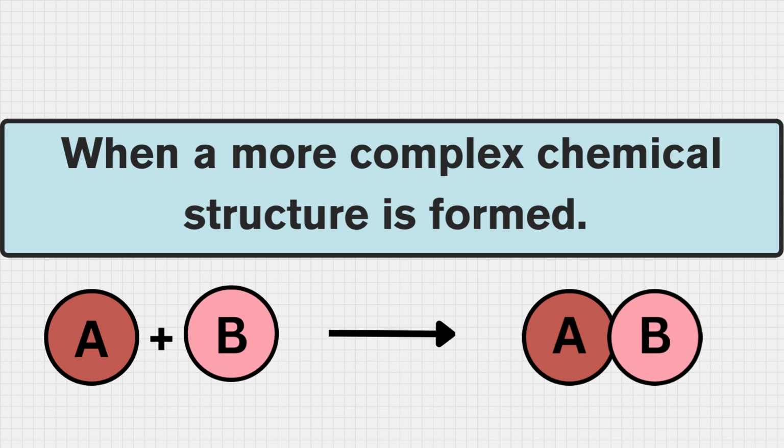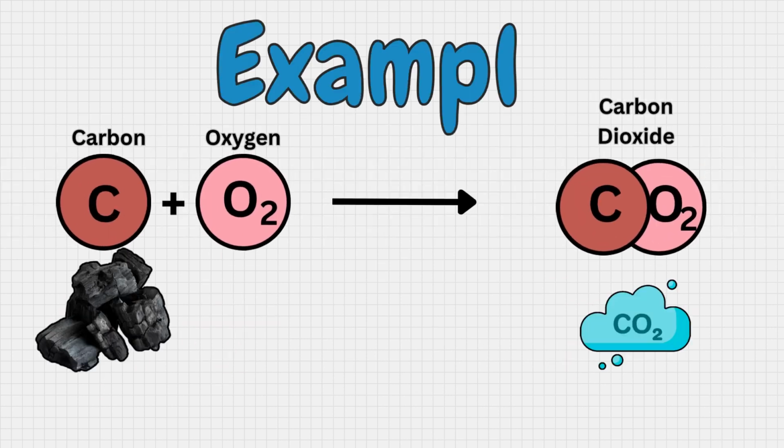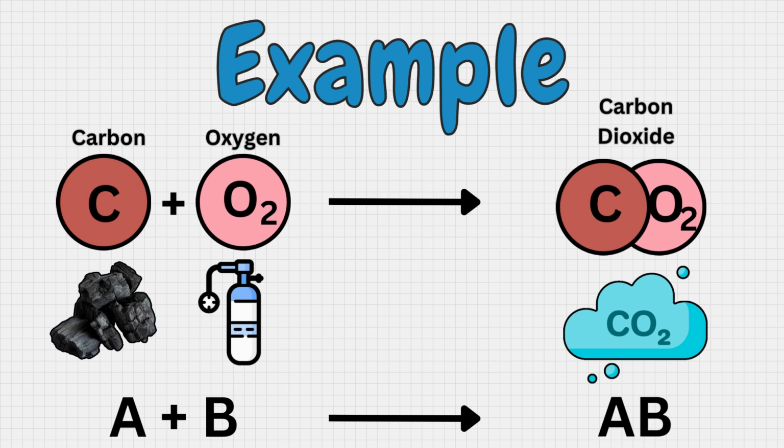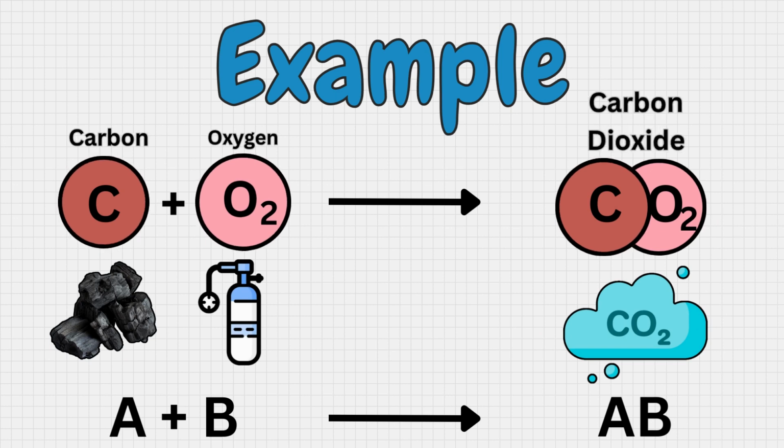Let's use an actual example for synthesis. Let's say we have C, which is carbon, and then we have O2, which is oxygen. When we add them together, we get CO2, which is carbon dioxide.